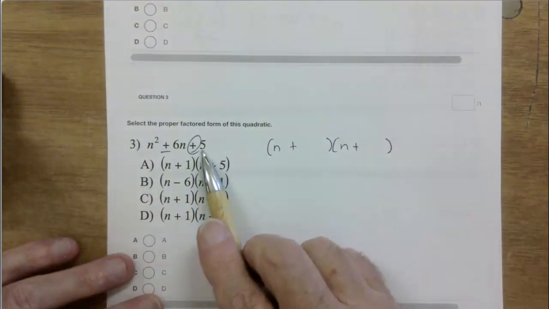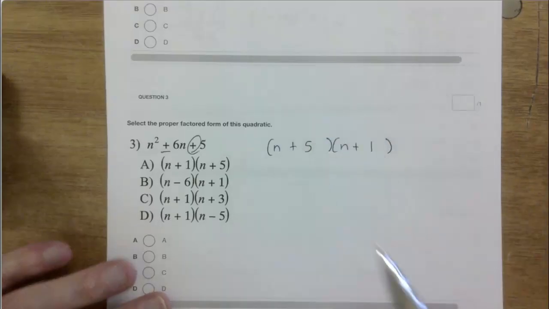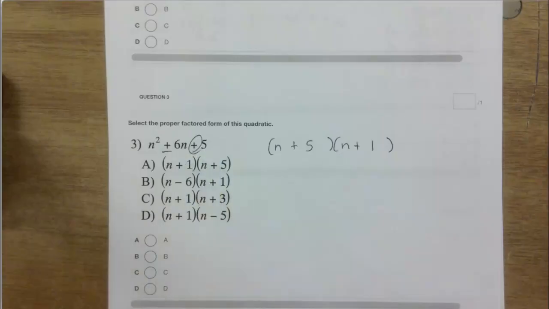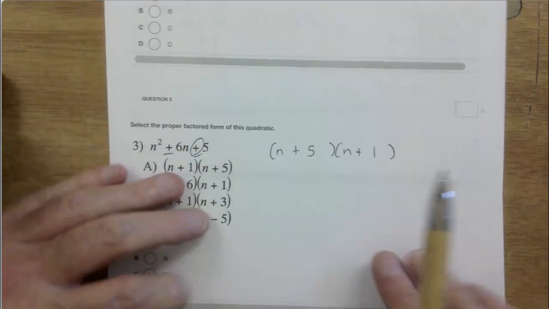All right, 5 again is 1 and 5. 1 times 5 is 5. It's the only thing I can use, is 1 and 5. And they add up, they get 6. That's it. And again, if they're flipped around like this, so what? All right.